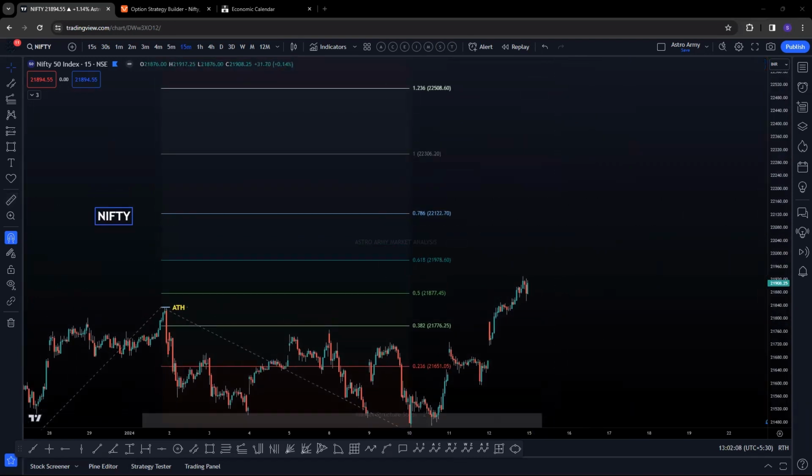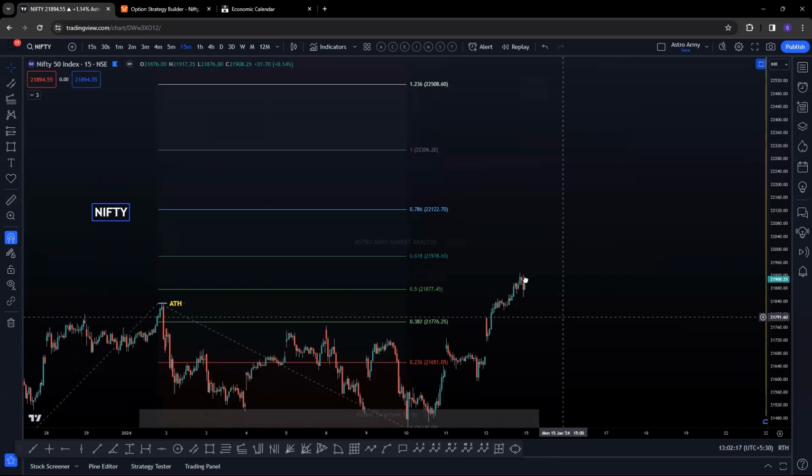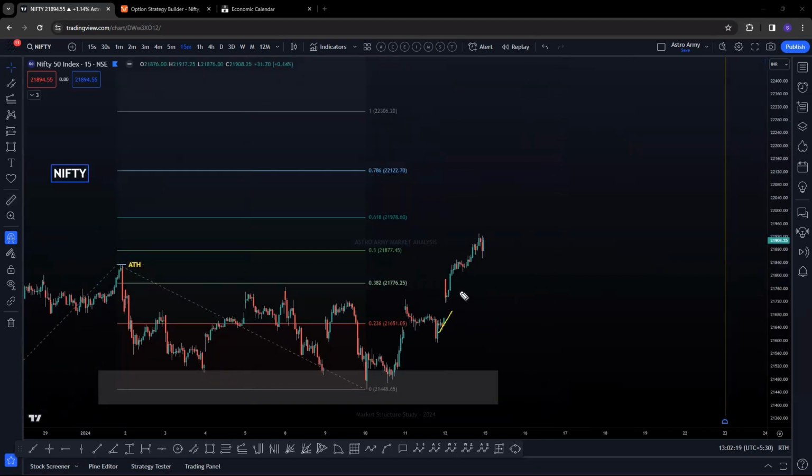Going forward, you have the 22,125 level, right? So what are we anticipating for the next 2 days? At least we want to see a 3.4 drop to come. Okay, 3.4 drop and 3.5.